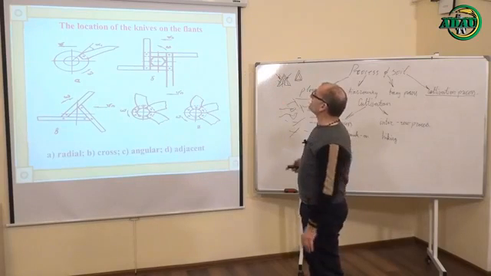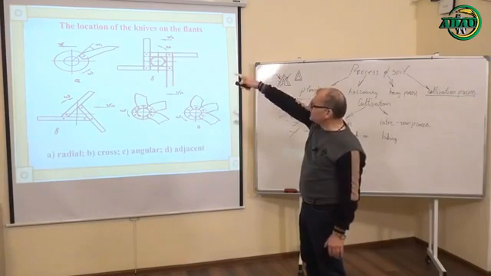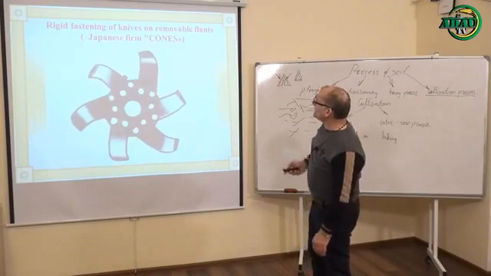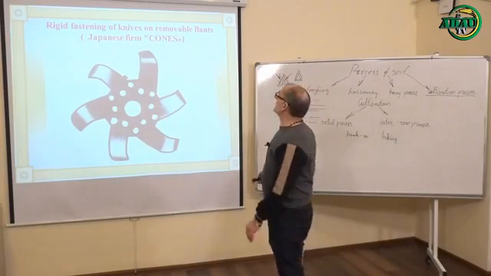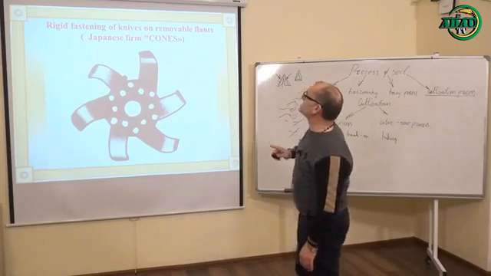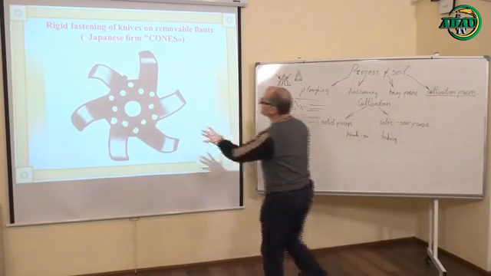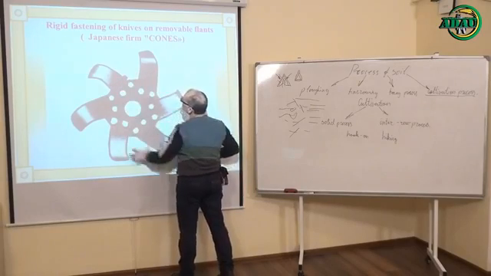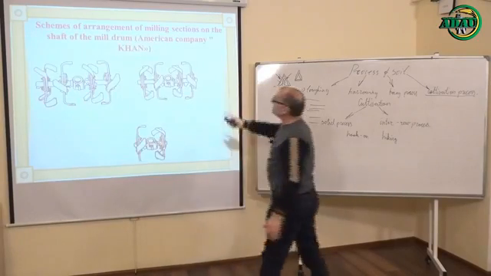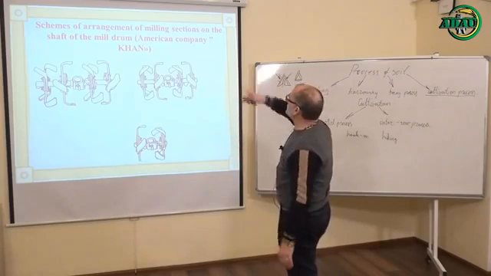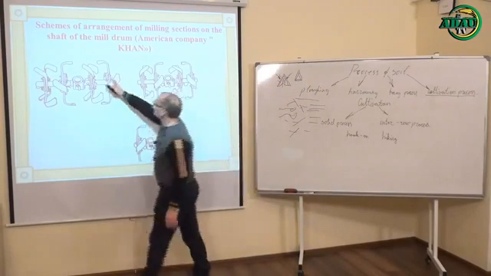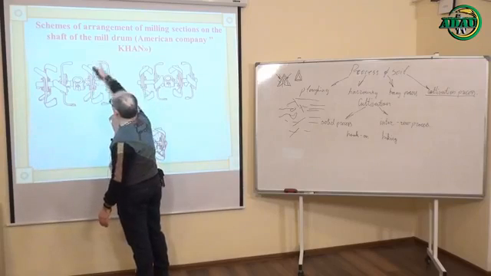And the location of knives on the flats: radial, cross, angular, and adjustment. And of course, radial fastening of the knives on the flats, which is expressed by GPS. It's rigid, not only by frame, only rigid, consisting of one full part. And of course, the same arrangement, milling section on the drum. This is a drum, and on the drum the working parts are attached.